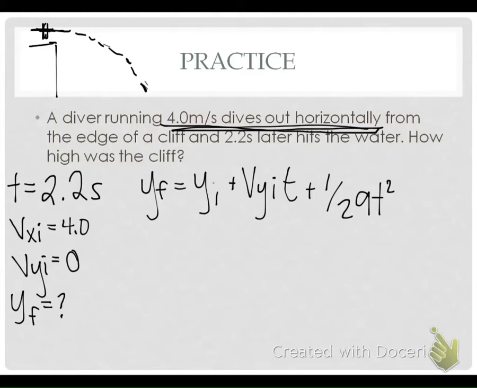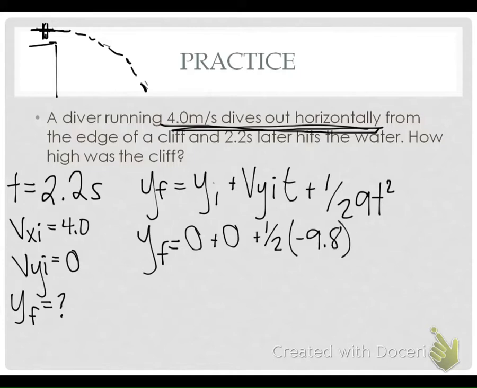In our equation, we know we're solving for y sub f. What does y sub i equal? 0, we assume that. We're going to start at the origin, so y and x initially are both 0. V sub yi we know is also 0, and anything times 0 is 0. We're going to add plus 1/2 times acceleration. What's our vertical acceleration always? Gravity, negative 9.8, times time squared, which is 2.2 squared.